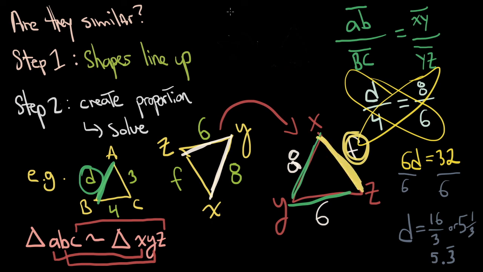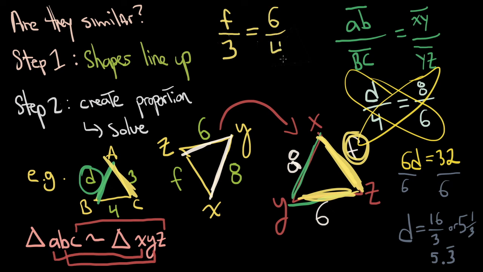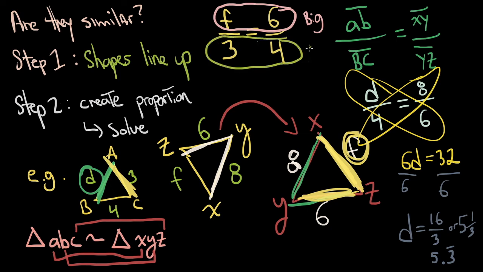So here we go. We're going to look at f now. So we're going to say this. We're going to say f is to 3. So this side, f is to 3, is equal to 6 is to 4. Like that. And a couple things I want you to take a look at is, what do the f and the 6 represent? This is the big triangle, and this one is the small one, right?